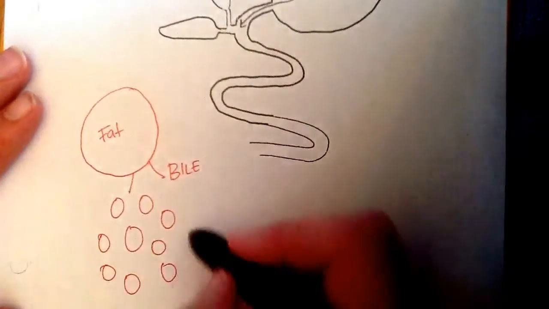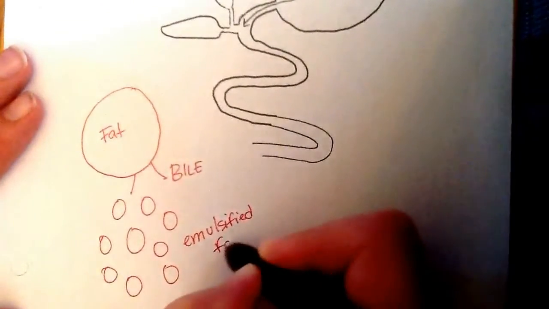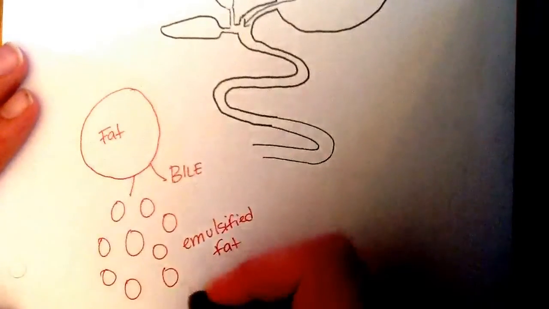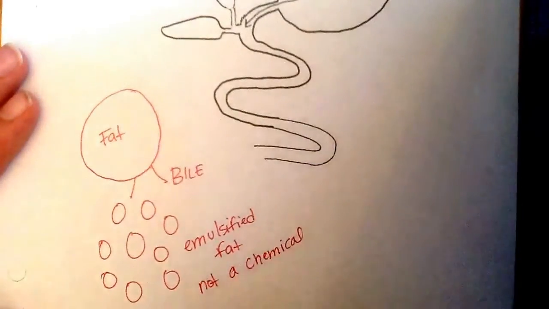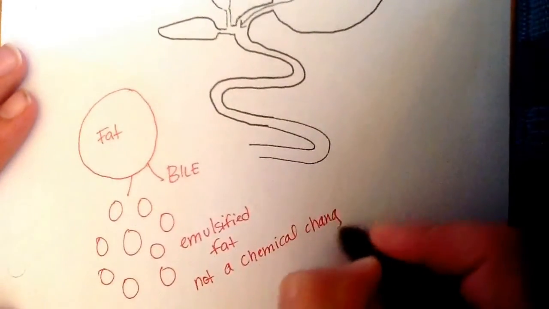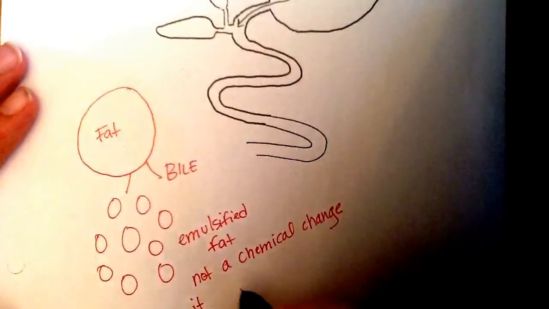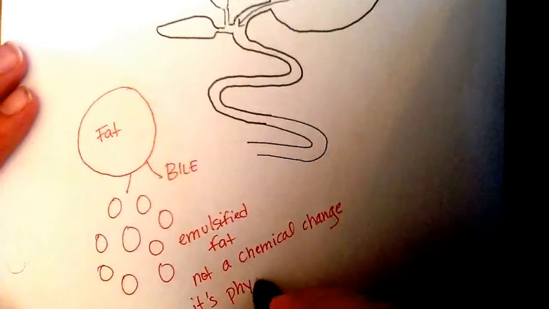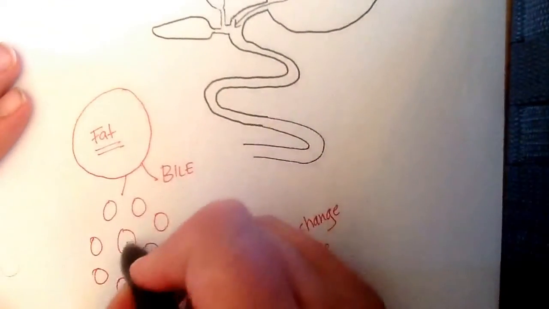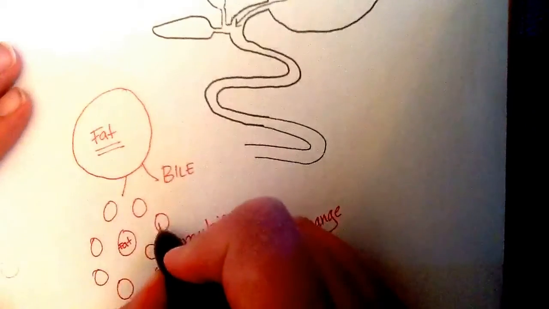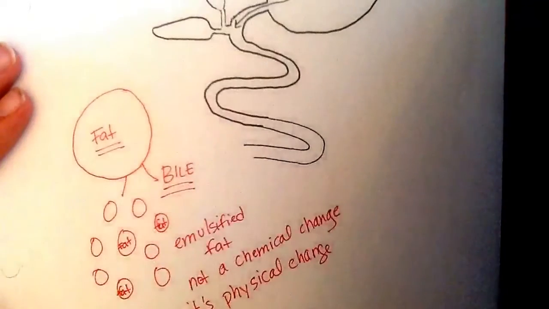And so now, instead of having a very small surface area, I have increased my surface area significantly. This is called emulsified fat, okay? It is not a chemical change. And that's what an enzyme would do. An enzyme would make a chemical change. It is a physical change only, because we are going from a big drop of fat to small drops of fat. Okay, it's still fat, it's just a different size. So bile is not an enzyme.